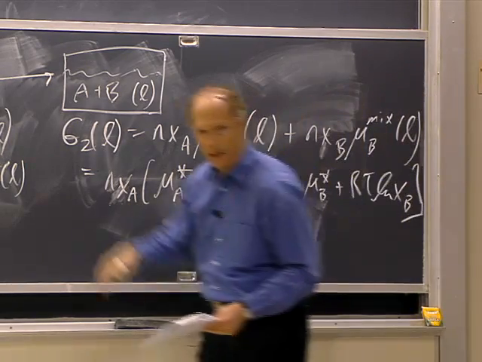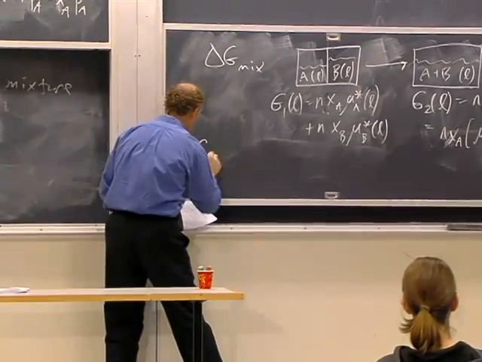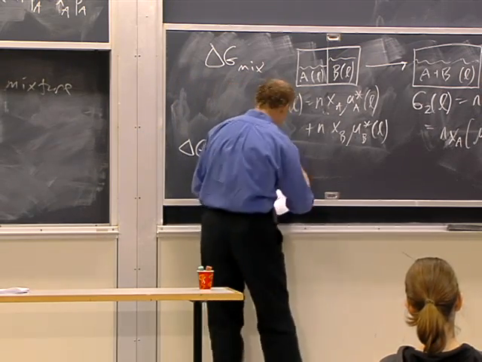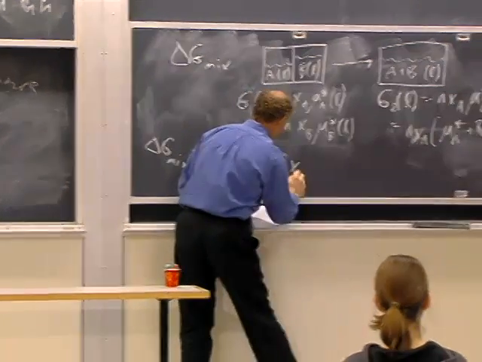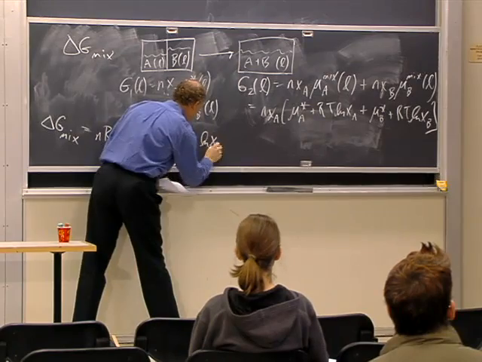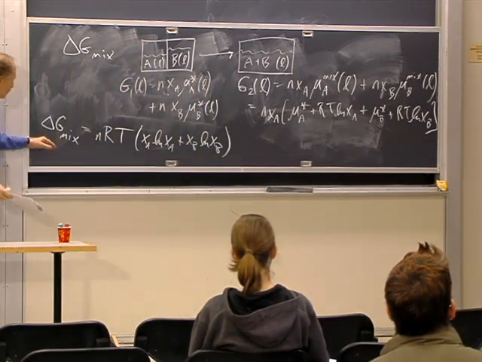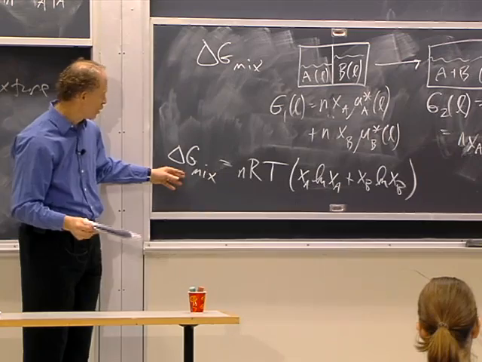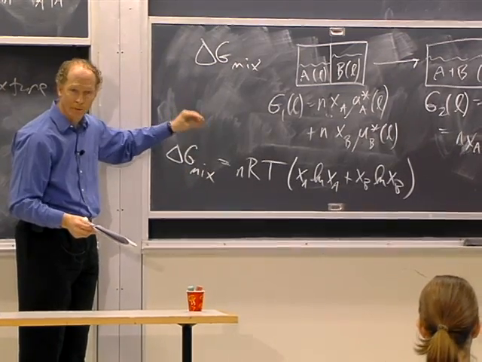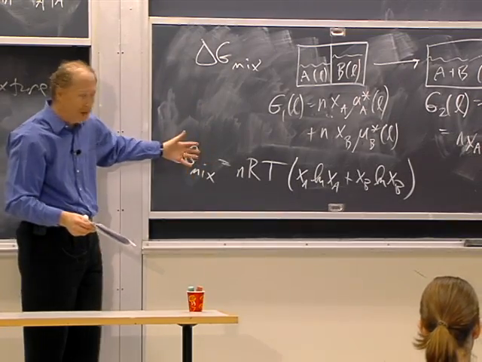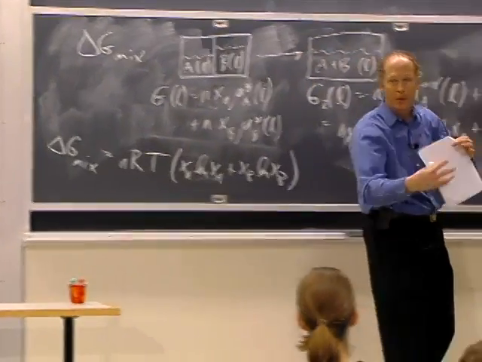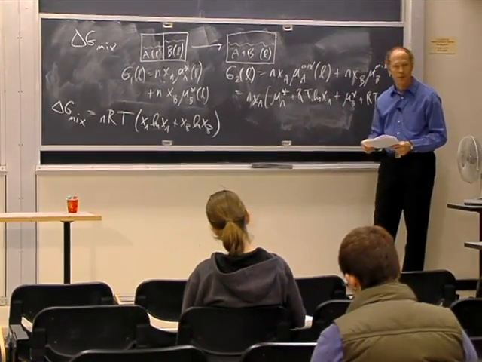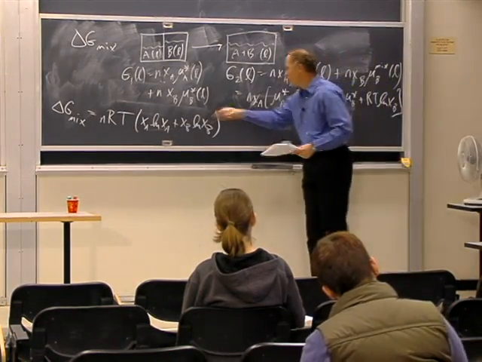Right? So our delta G of mixing is just the difference between these two. So it's nRT (XA log XA + XB log XB). Right? Where have you seen that before? Yeah, it's the same thing that you had for the delta G of mixing for an ideal gas mixture, right? Why? Because we're not accounting for any interactions between the molecules in either of the phases, right? And if the molecules aren't interacting, it's all entropy, right? And the entropy term has the same form in either case.